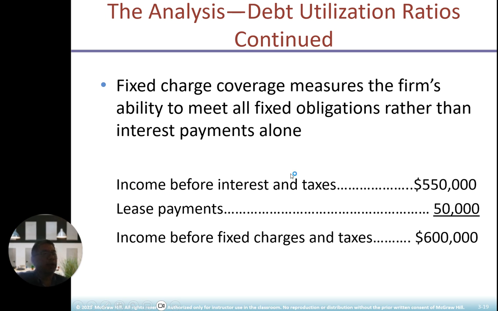So for example, you have an income before income tax, which is 550 here, plus the lease payment here, 50,000, not minus.